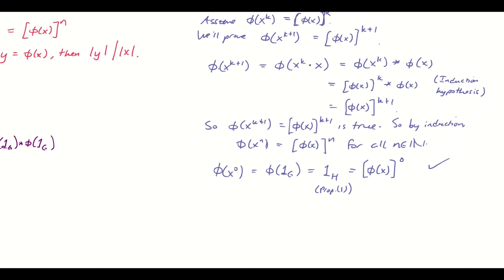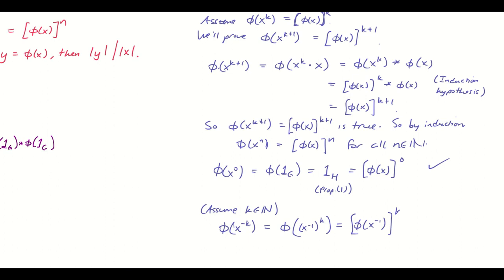What about n, a negative integer? So let's assume that k is a natural number, because now I'm going to represent n as negative k. So then phi of x to the negative k, well, that by definition is the same thing as phi of x inverse to the k. That's the definition of x to the negative k. But then, because k is a natural number, now I can say that's the same thing as phi of x inverse all raised to the k, because I already proved this statement, this equality, for positive integers k.